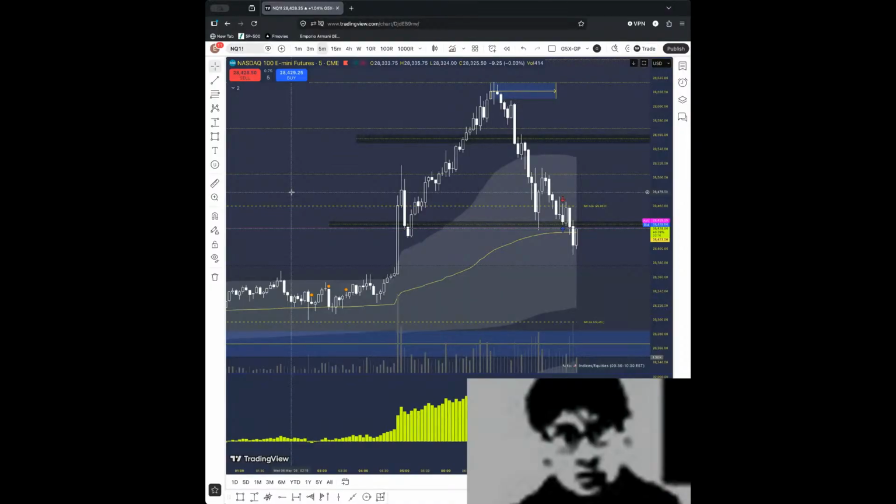Here's the core idea. Tattoo this on your brain. High volume equals sticky prices. Low volume equals price rips. The market consolidates where people are. It flies where nobody is. Let's talk about why this works.